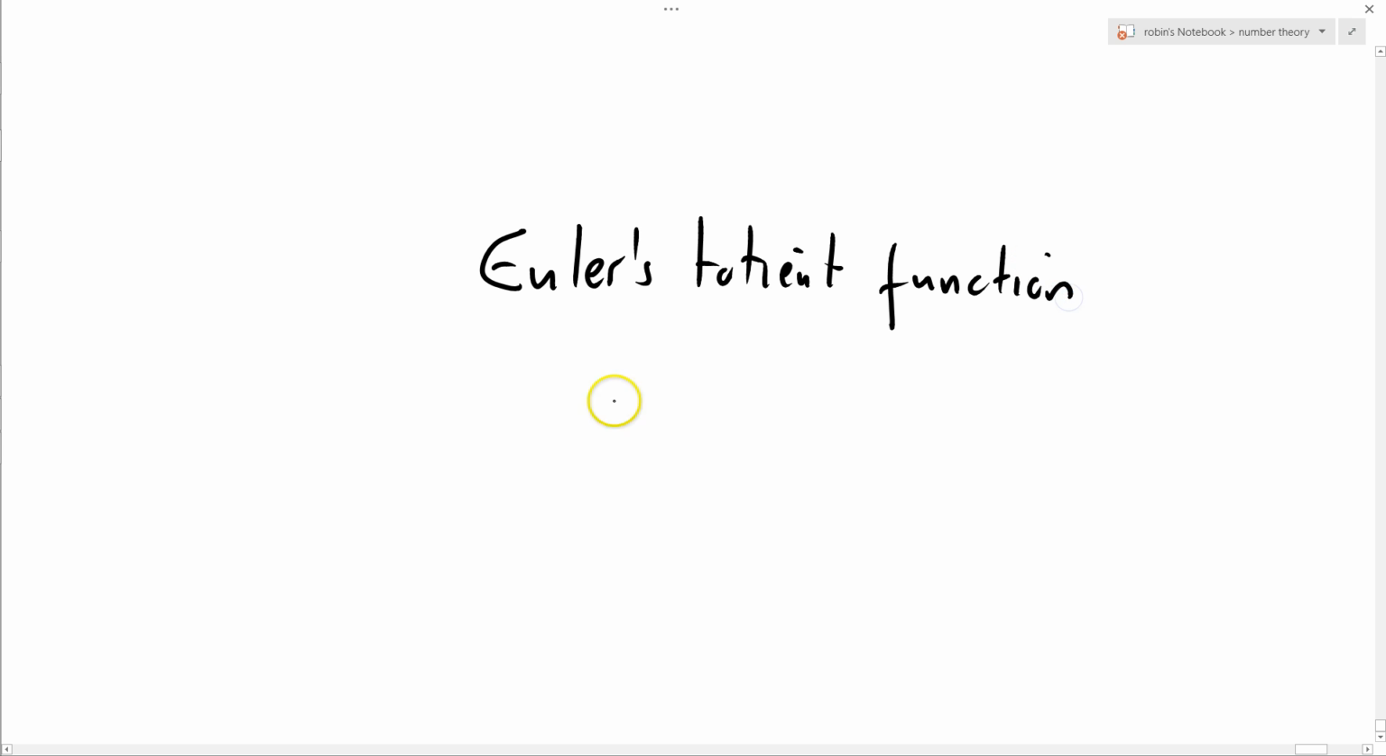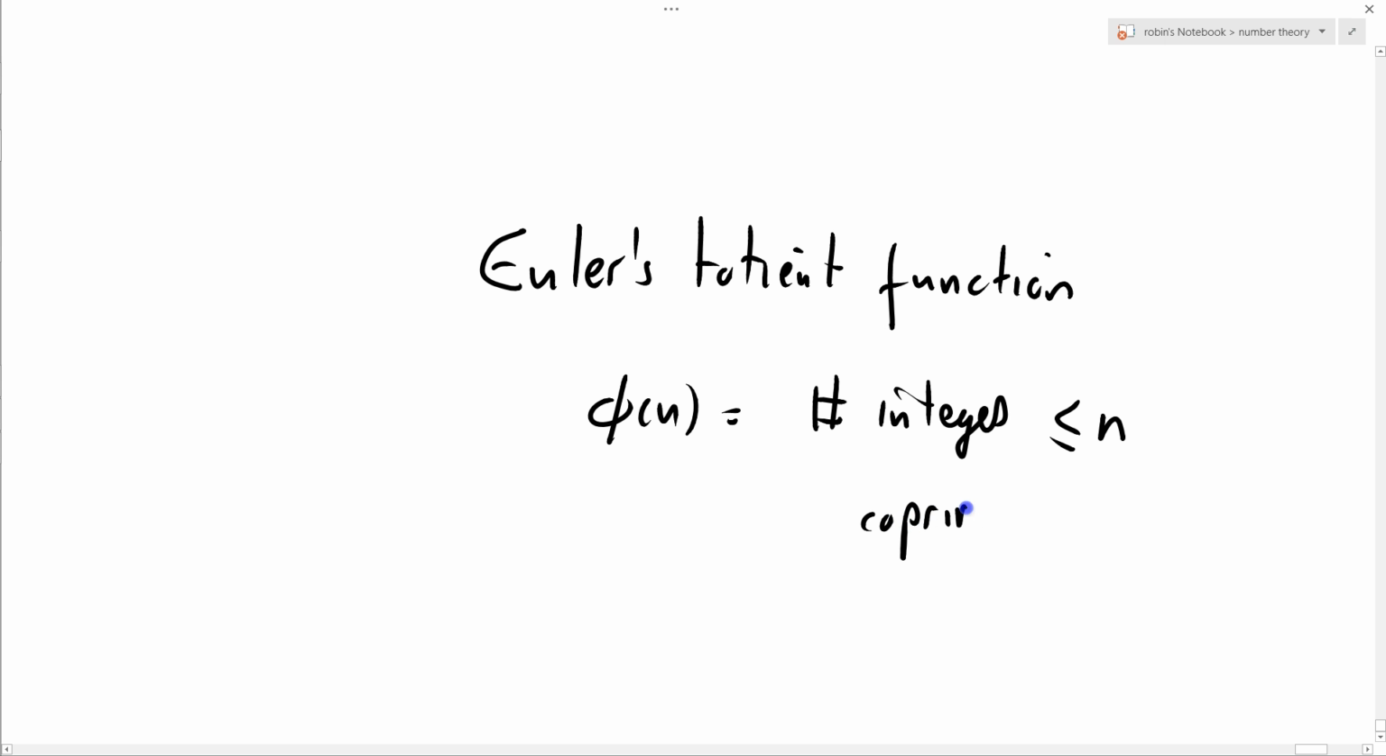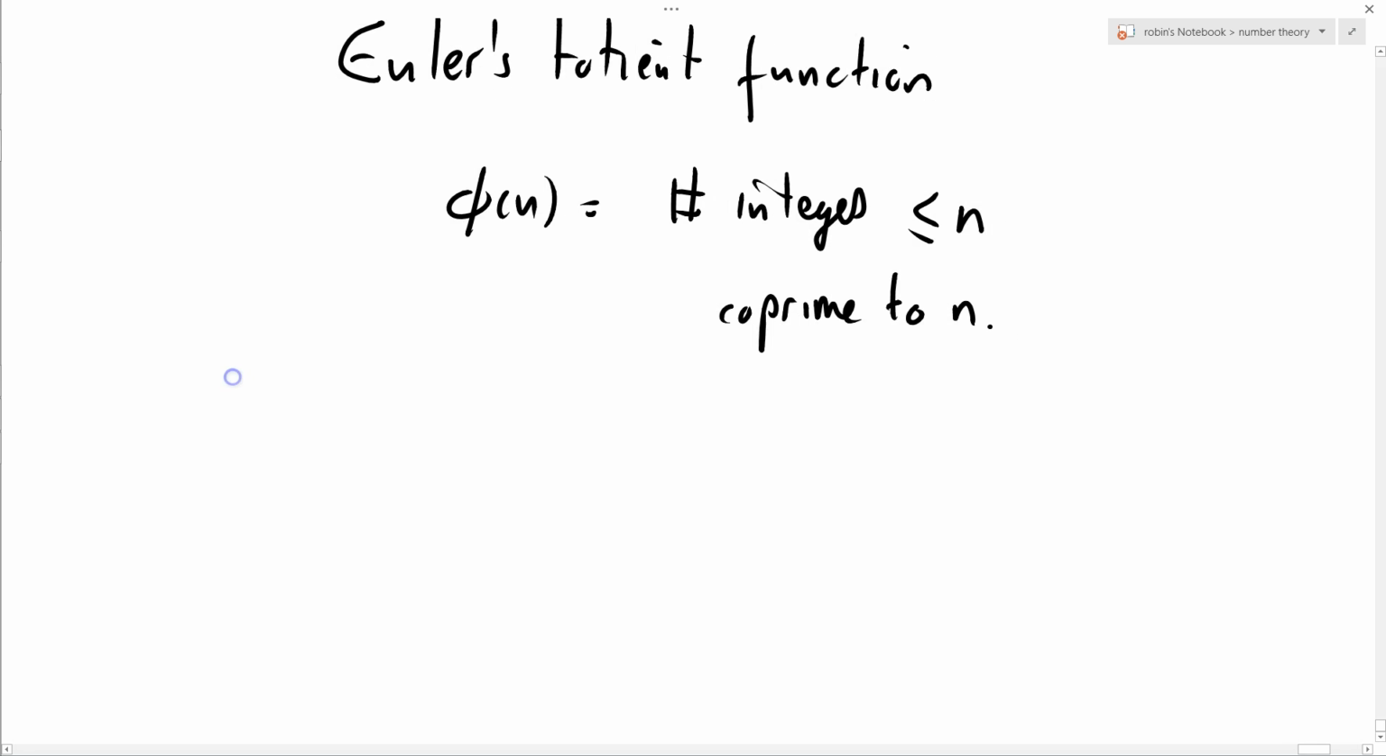Okay, we've been talking about Euler's totient function. Phi of n equals the number of integers less than or equal to n which are co-prime to n. So I'm just going to start mucking around with some evaluations of this.